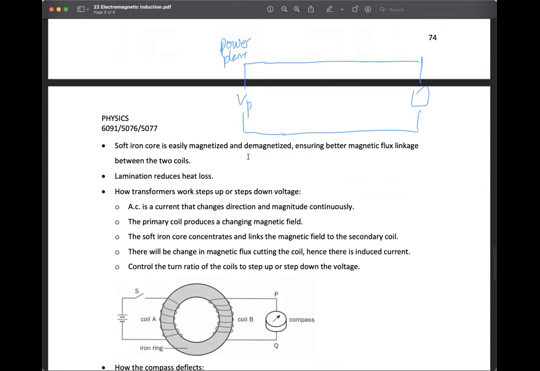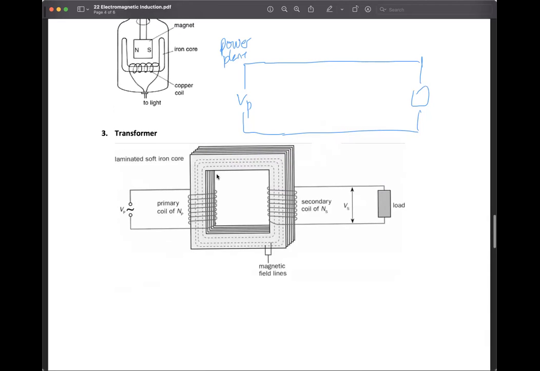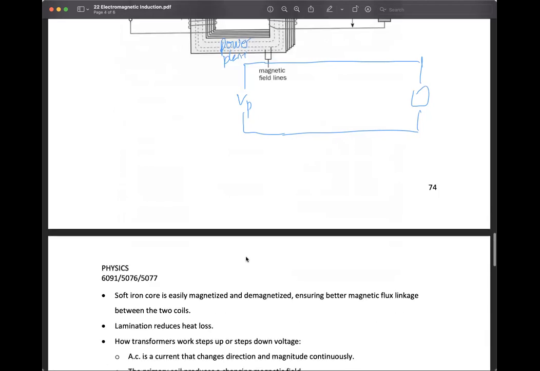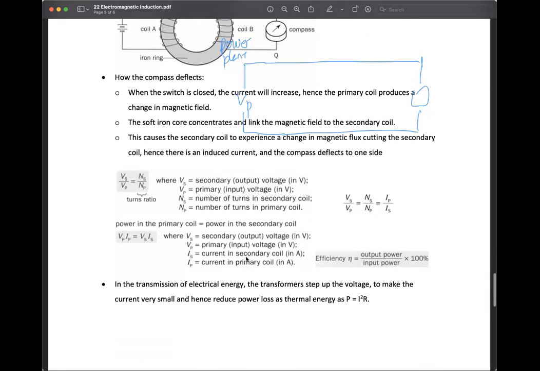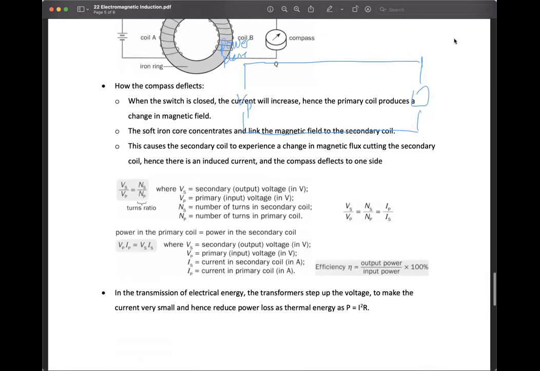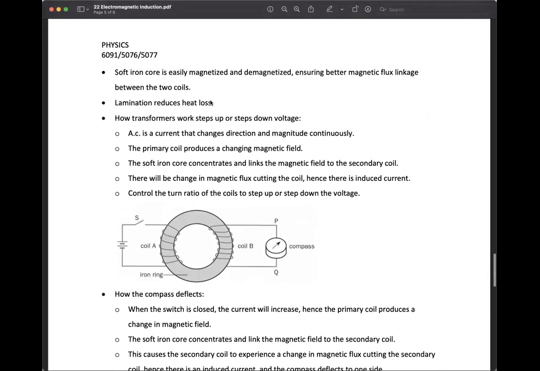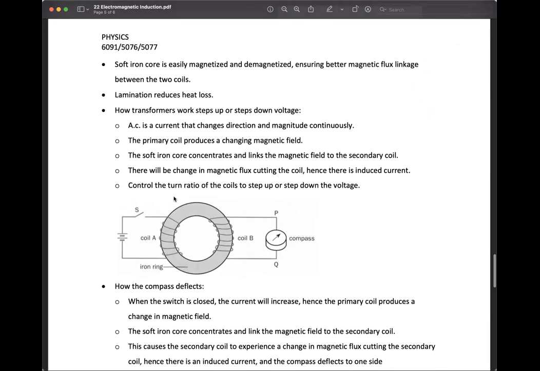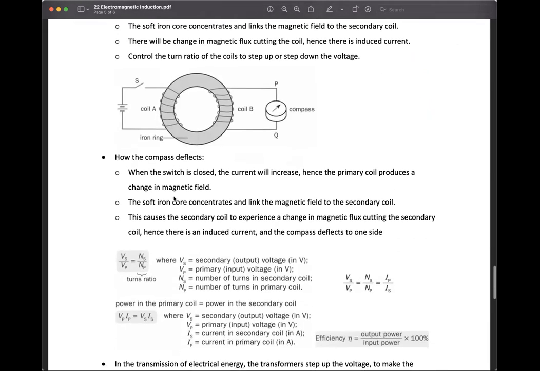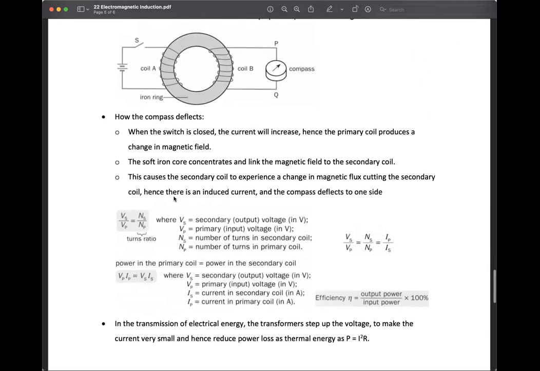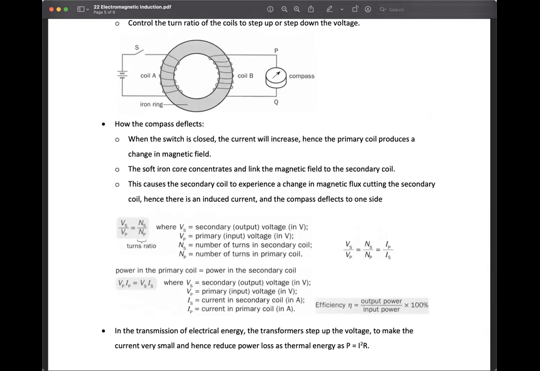Let me talk about this. How does this work? Let me show you. So let's look at this. We have a coil A and a coil B. Let me read the thing here. What I mentioned just now is the last point.